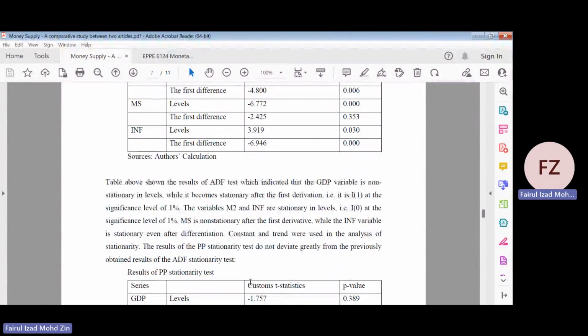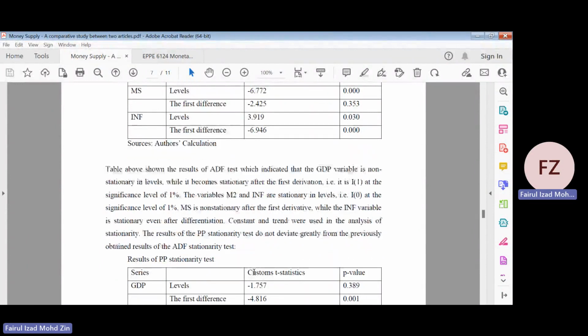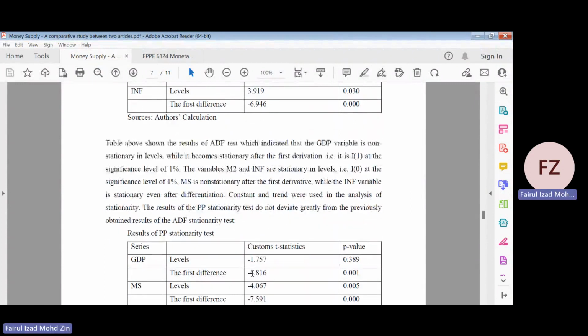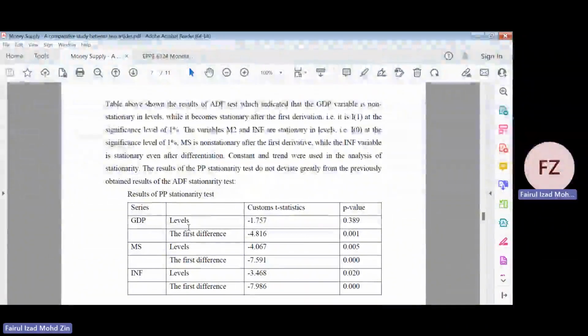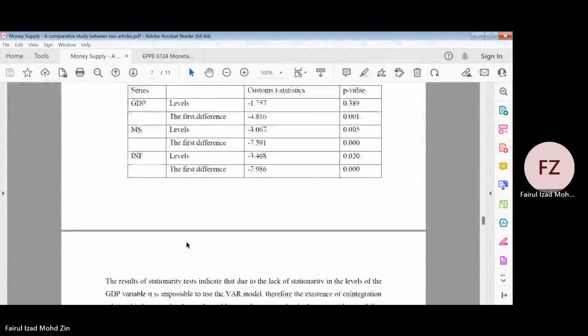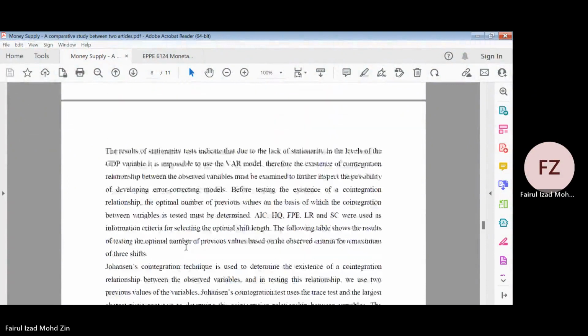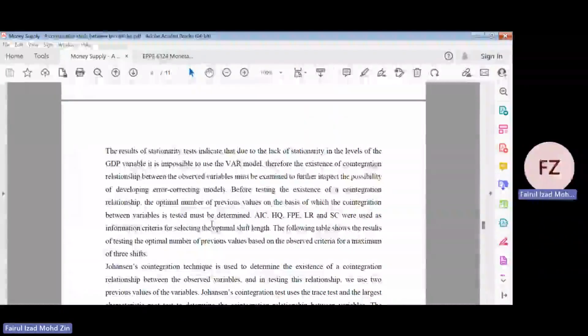The results of the Phillips-Perron PP stationarity test do not deviate greatly from the previously obtained results of the ADF stationarity test. The results of the PP stationarity test are as follows. The results of stationarity testing indicate that, due to the lack of stationarity in the level of the GDP variable, it is possible to use the VAR model. Therefore, the existence of a co-integration relationship between the observed variables must be examined to further inspect the possibility of developing error correction models.